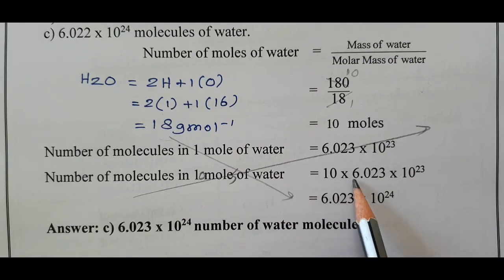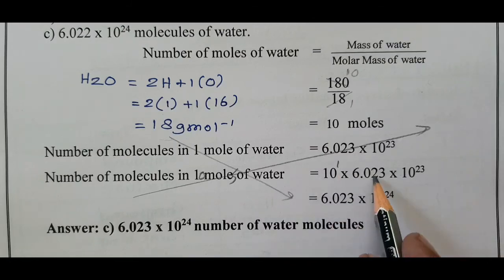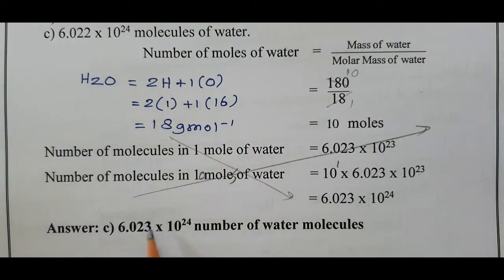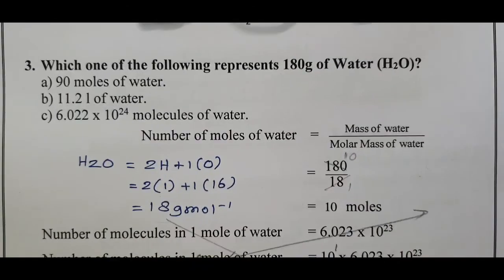10 into 6.023 into 10 power 23. 10 means 10 power 1. So 6.023 into 10 power 1 plus 23 equals 10 power 24. What is the answer? C is the answer. So 6.023 and 6.022 are both the same. 6.022 into 10 power 24 water molecules are present in 180 gram of water.